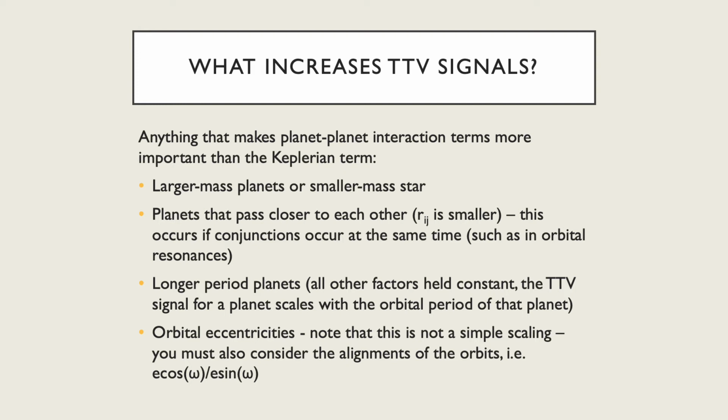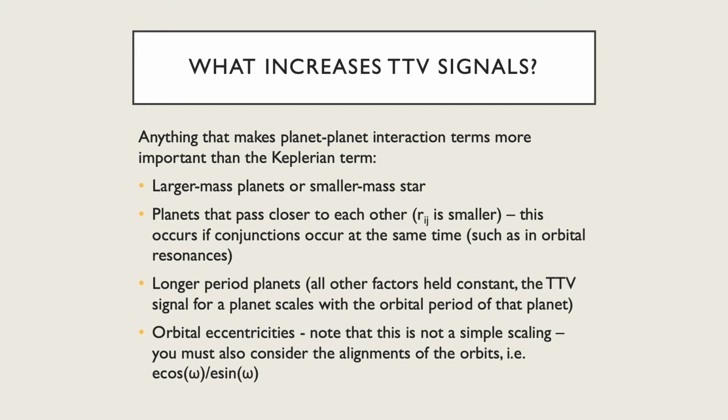The next thing that can increase the TTV signal is if planets pass closer to each other in physical space. So remember that that force expression we were looking at earlier depended on r^-2. So if r is smaller, and this may occur if either planets are in resonance, so they will have conjunctions at the same point and periodically pass closer to each other, or if their average distances are smaller, then in either of these cases, you might have larger transit timing variations. Next up, all other factors held constant, the TTV will increase if the orbital period of a planet is larger. And that is something you couldn't see in the animations I just showed, but it's a general statement that's true.